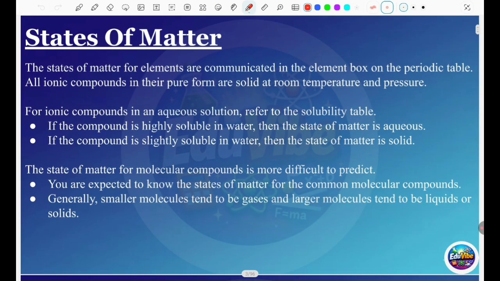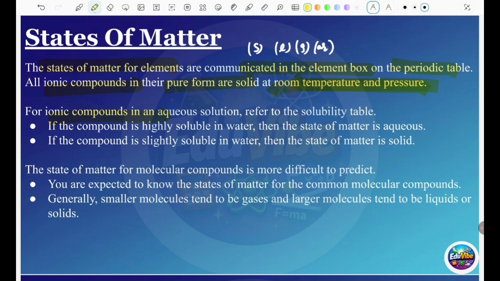So states of matter. What are the states of matter? You know that in the last unit, when we write any reaction, we write something in brackets like solid, liquid, gas, or aqueous solution. These are the states of matter. We have to mention these when we do any chemical equation in chemistry. The states of matter for elements are communicated in the element box on the periodic table. All ionic compounds in their pure form are solid at room temperature and pressure.